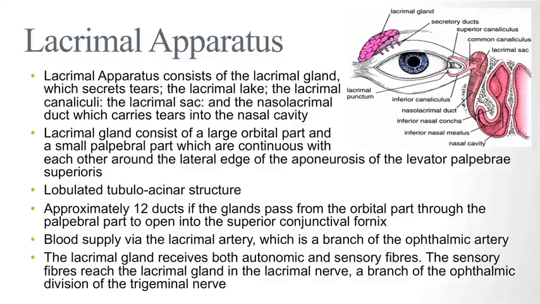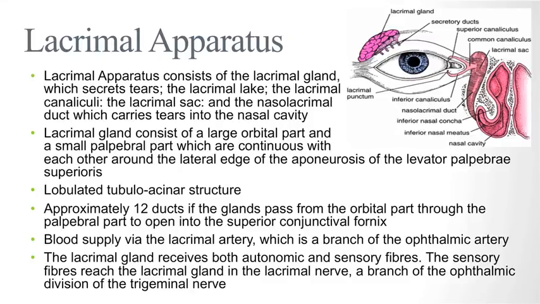Lacrimal gland consists of a large orbital part and a small palpebral part, which are continuous with each other around the lateral edge of the aponeurosis of the levator palpebrae superioris. Lobulated tubular acinar structure. Blood supply via the lacrimal artery, which is a branch of the ophthalmic artery.